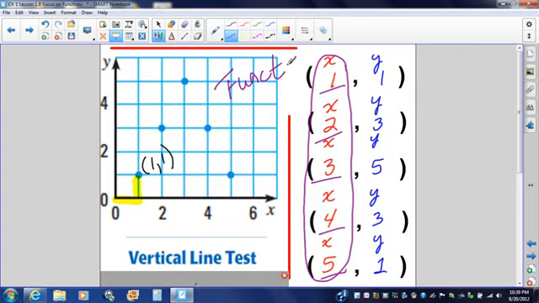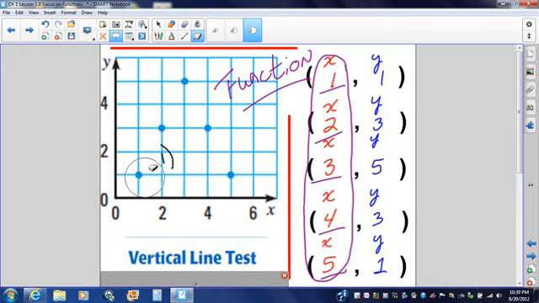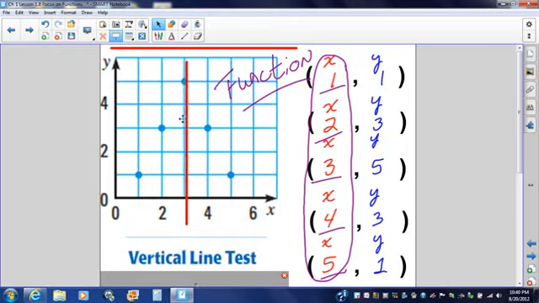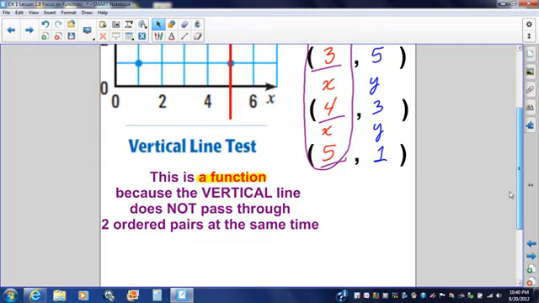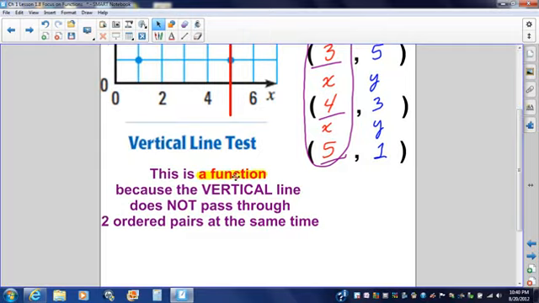Or you can use the vertical line test. Vertical line test says draw a vertical line up and down, see if it touches 2 ordered pairs at the same time. It touches 1 here, it touches 1 here, touches 1, touches 1, touches 1. So yes, this does pass the vertical line test. This is a function because the vertical line does not pass through 2 ordered pairs at the same time.